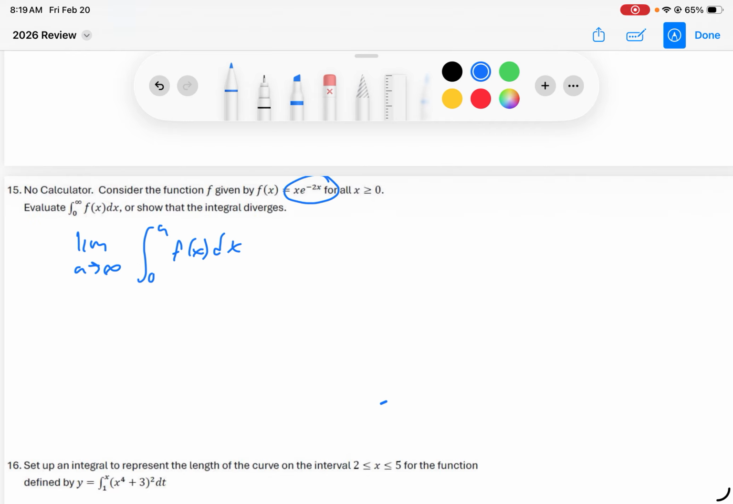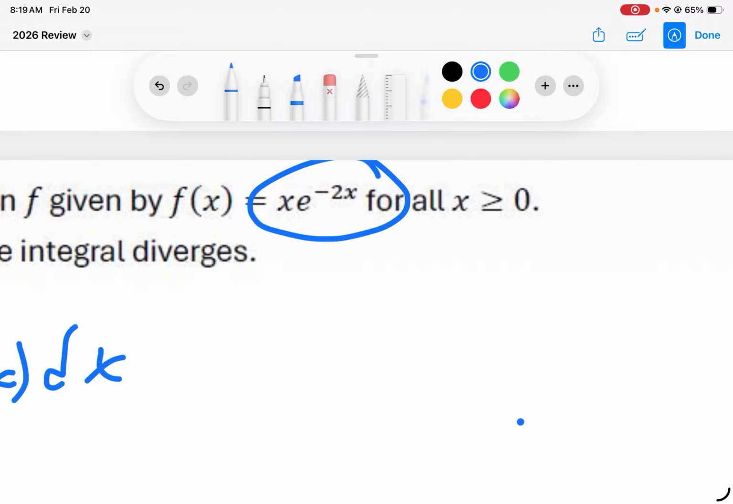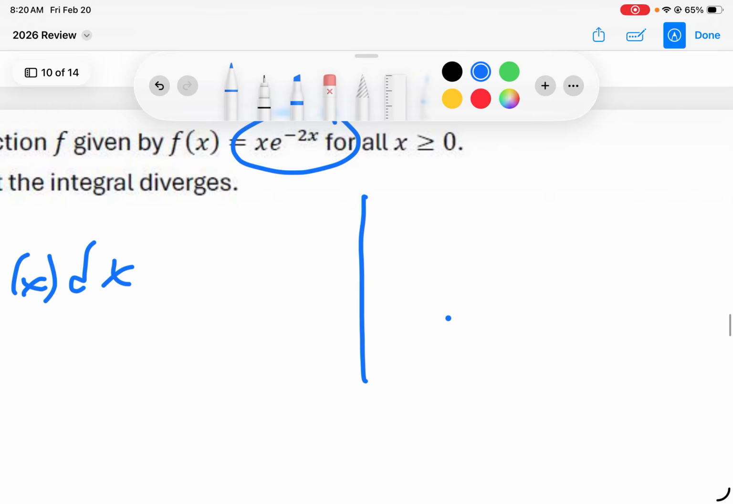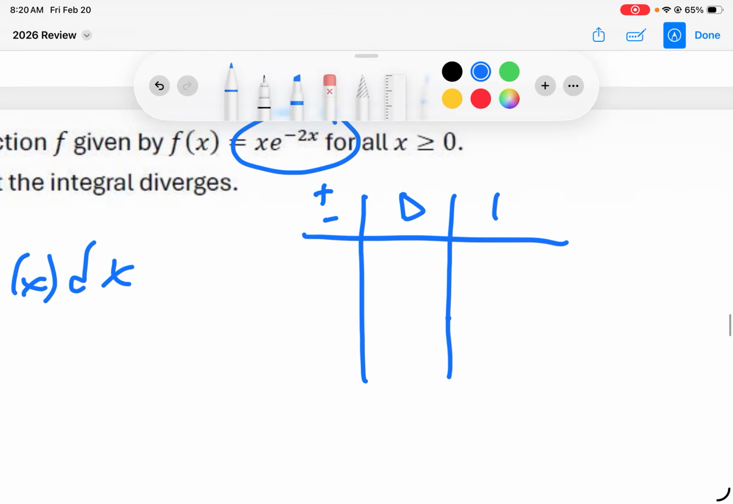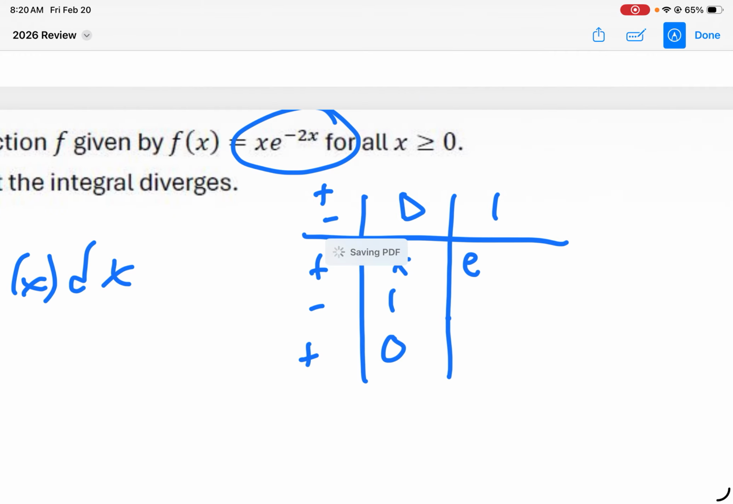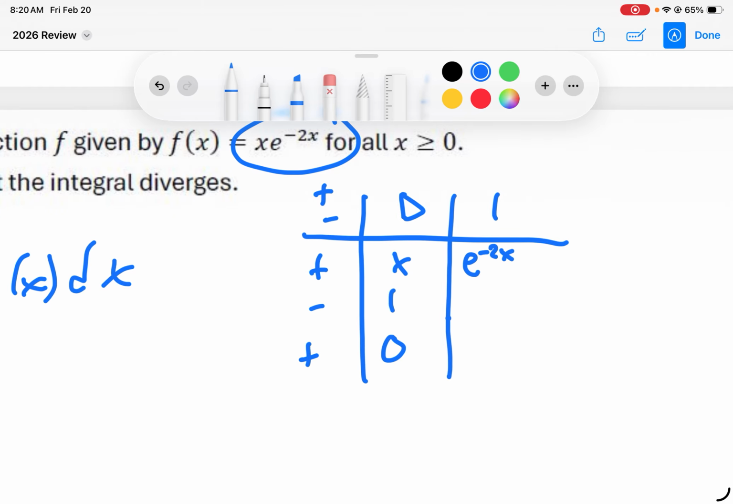So to integrate that, the antiderivative is an integration by parts. Plus, minus, derivatives, integrals, plus, minus, plus. x, 1, 0, e to the negative 2x. The antiderivative of that would be a u sub, so u is equal to negative 2x, so du is negative 2. To counter out the negative 2, I say negative 1/2 e to the negative 2x. Then negative 1/2 times negative 1/2 would be 1/4 e to the negative 2x.